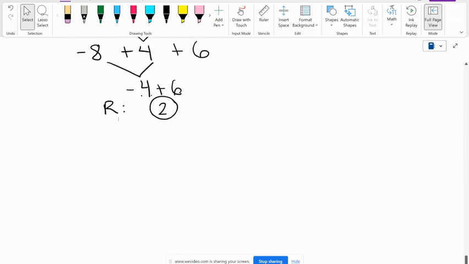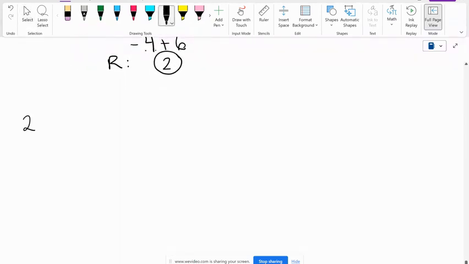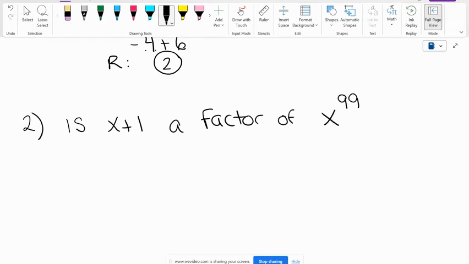You're good? Okay. So why is this remainder theorem helpful? Let's say I ask you, is x plus 1 a factor of x to the 99th power plus 5?